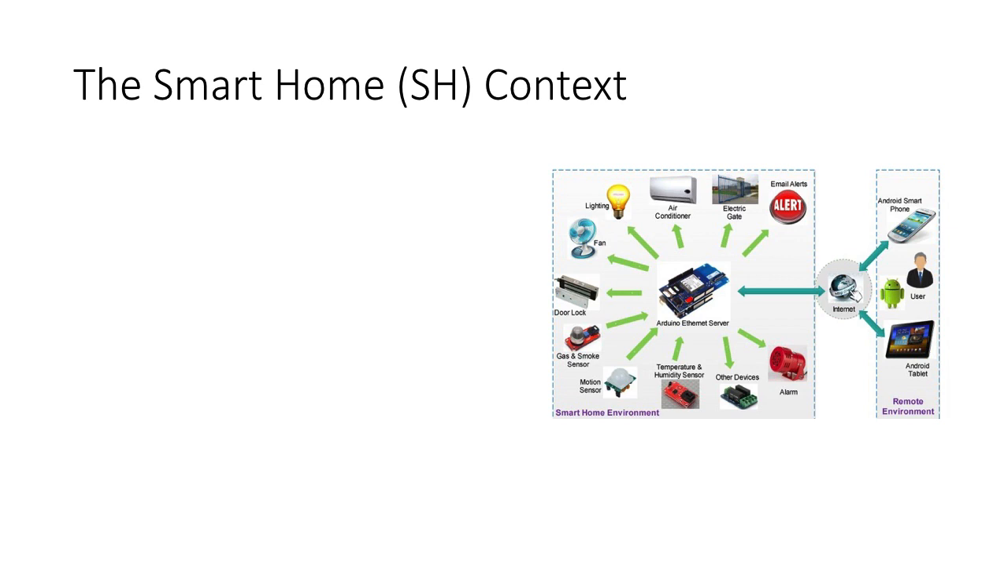All the electronic gadgets at your home are connected to the Arduino server, and then the server is connected to the internet, which in turn is connected to your smartphone. It can be an Android smartphone, an Apple smartphone, or a tablet. Whatever it is, it's the connection. And it's IoT, the Internet of Things.